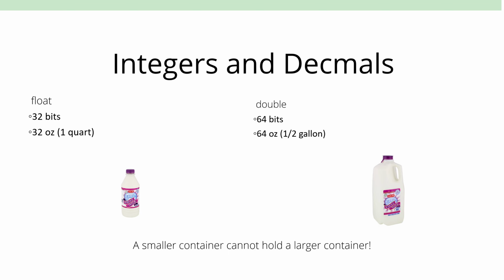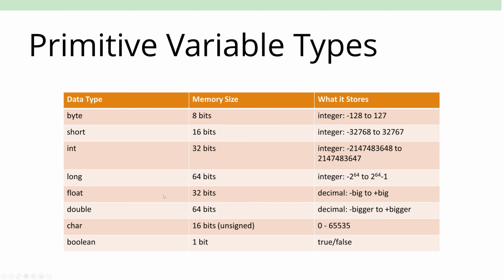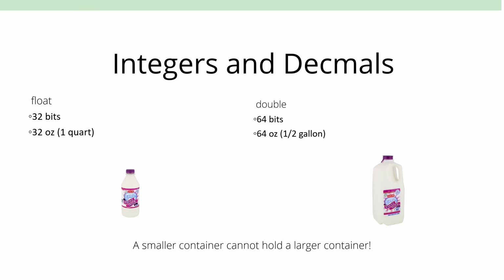So if you remember from the previous slide, a float is 32 bits and a double is 64 bits. Again, I like to think of these variable types as containers. We've talked about boxes before, but remember we said that decimal values are like liquids, right? So here we have a 32 ounce container, a 1 quart container of milk. And here we have a half gallon container of milk, 64 ounces. I chose these values because a double is 64 bits and a float is 32 bits.